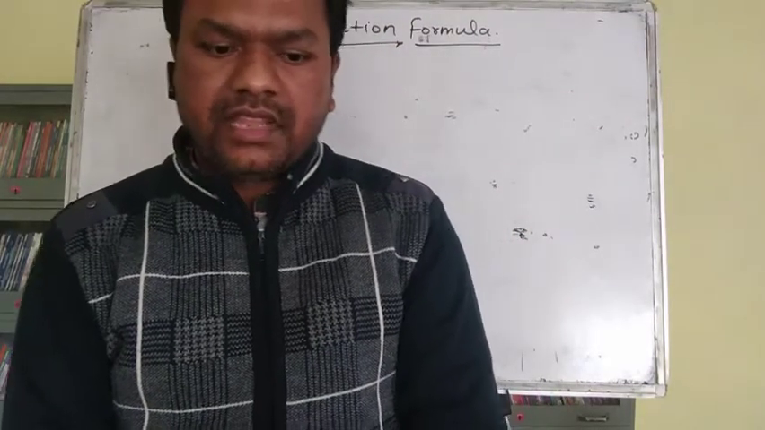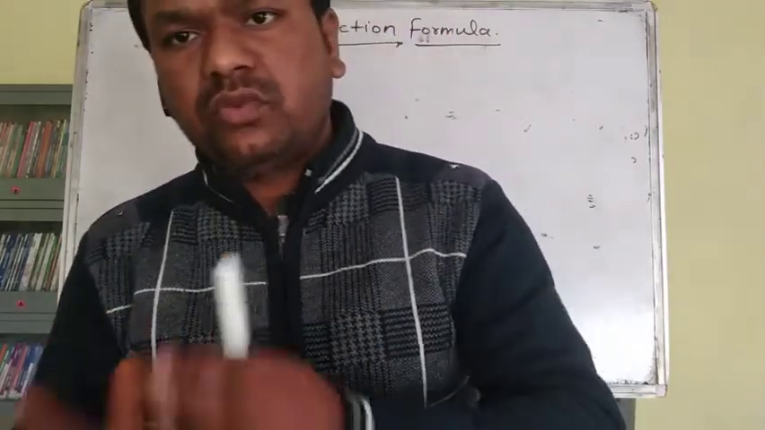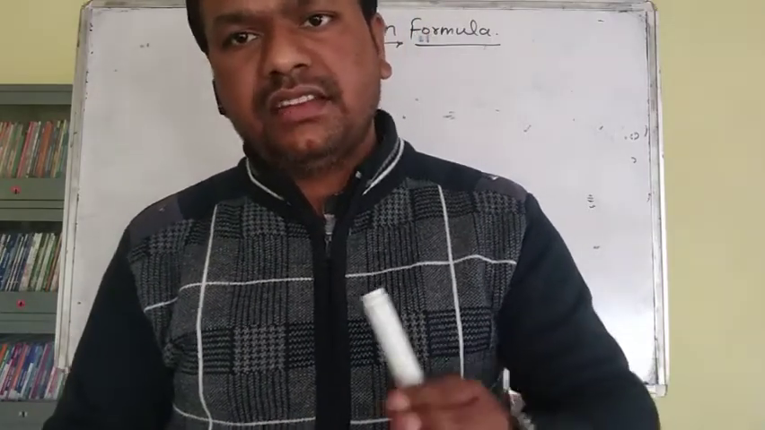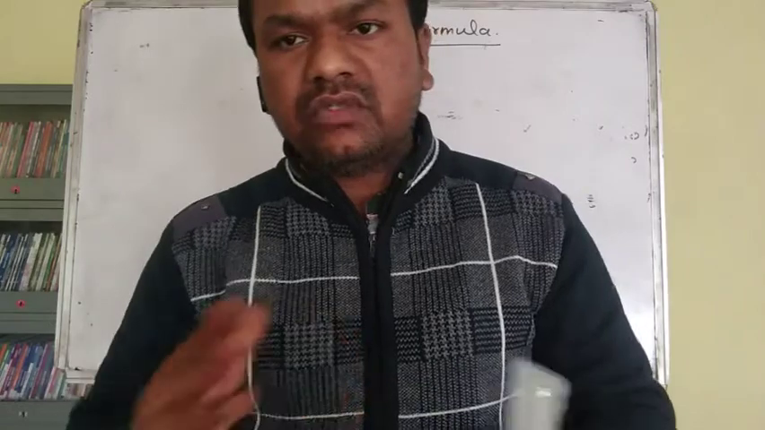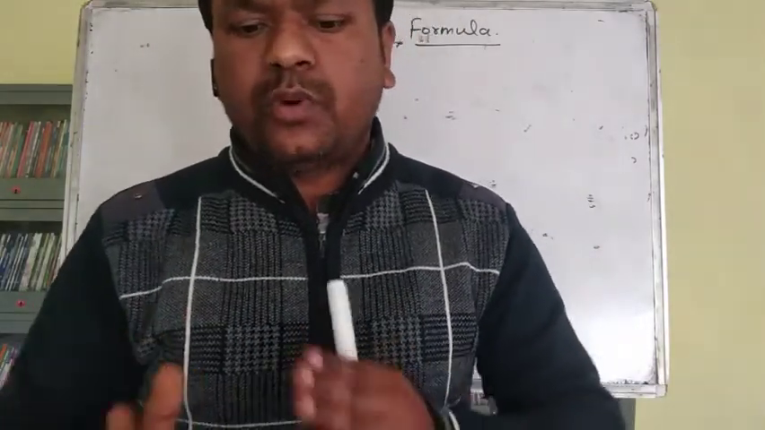Section formula. In this chapter we shall study the section formula. We shall find the coordinates of the point which divides internally or externally the line segment joining the two given points in a given ratio m1 to m2. We shall also find the coordinates of the midpoint of the line segment joining two points and the coordinates of the centroid of the triangle.